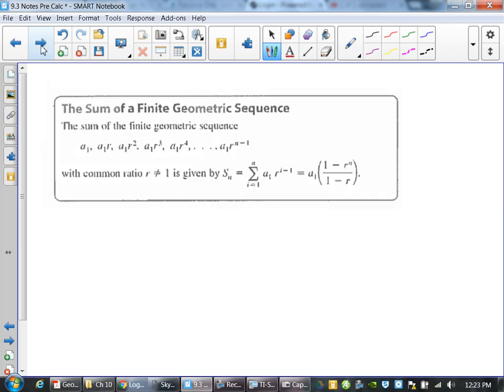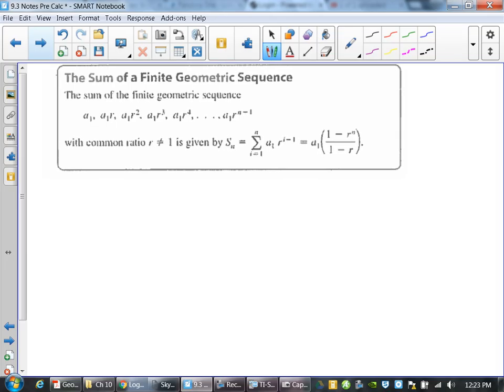Let's look at sequence. Oh, I'm sorry, series. Series. This is what we haven't done yet. The series for geometric. The sum of the series for a geometric is the formula: first term, 1 minus r to the n, over 1 minus r.